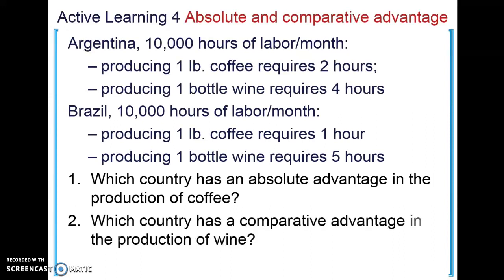Let's consider this active learning where you're going to look at both absolute and comparative advantage. So you're looking at Argentina, which has 10,000 labor hours per month, and they can produce either coffee or wine. And Brazil, which has 10,000 labor hours per month, and they can produce coffee or wine. Based on the inputs and how long it's going to take each country to produce each of the goods, I want you to determine which country has an absolute advantage, so they're using fewer hours to produce each good, and which country has a comparative advantage, where their opportunity cost is lower.